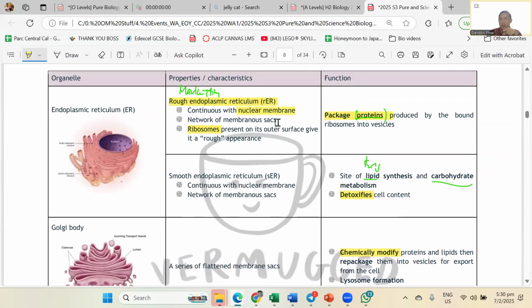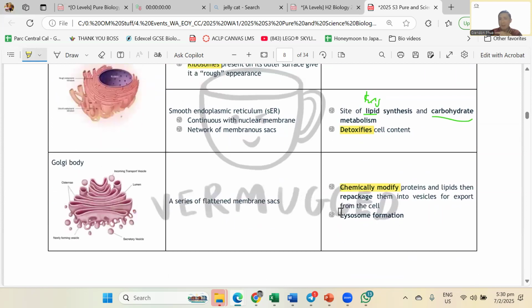Her marketing team needs to make advertisements and it must go to the next part, the Golgi, to be modified to be suitable for different countries. Okay?